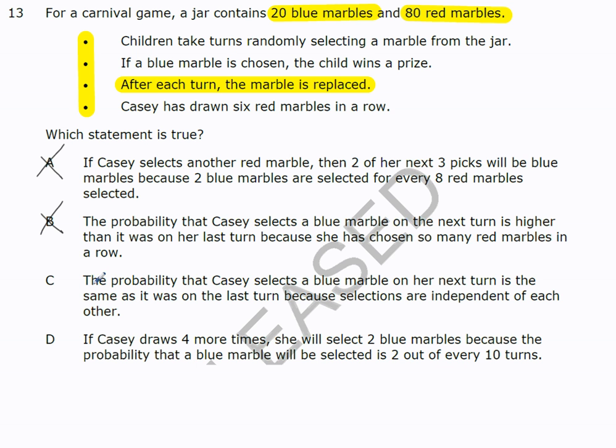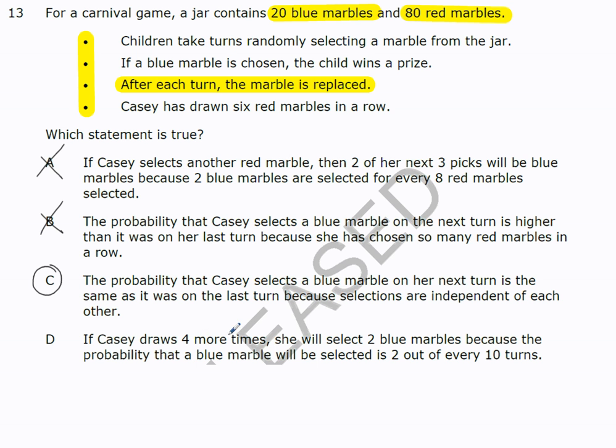C, the probability that Casey selects a blue marble on her next turn is the same as it was on the last turn because selections are independent of each other. That's a winner. It doesn't affect the probability at all since we replace them. All right, let's go ahead and read D anyway.